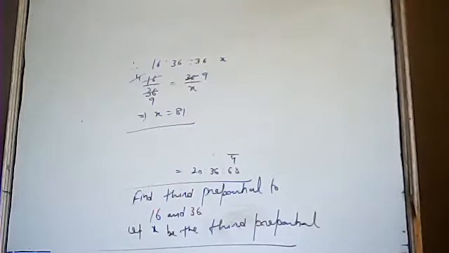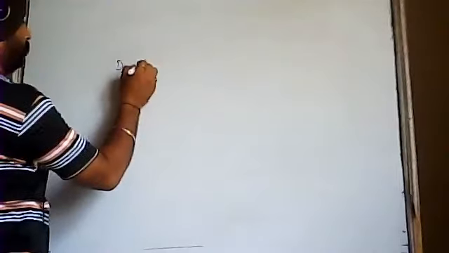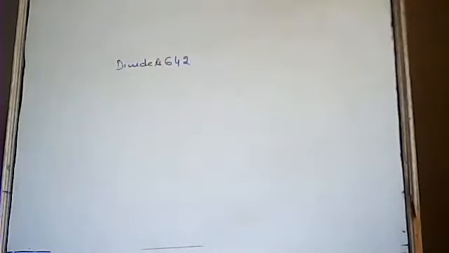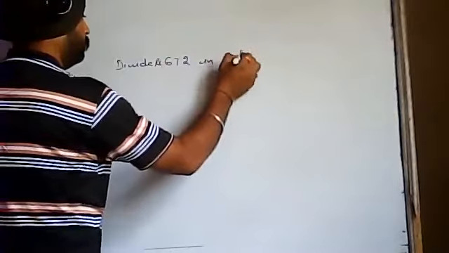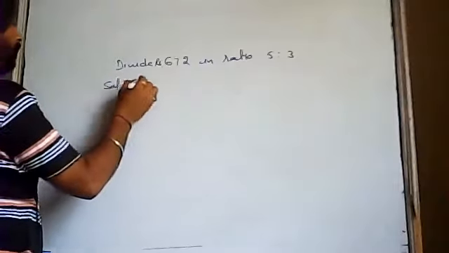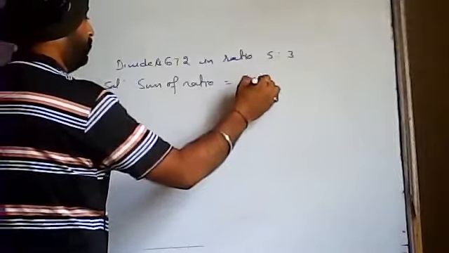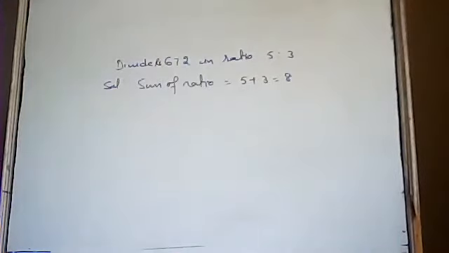Now ready for the third poll. Your question was you have to divide rupees 672 in the ratio 5:3. Whenever there is such a question, first find the sum of the ratio. Sum of ratio is equal to 5 plus 3, this equal to 8. Therefore, you have to find the parts.